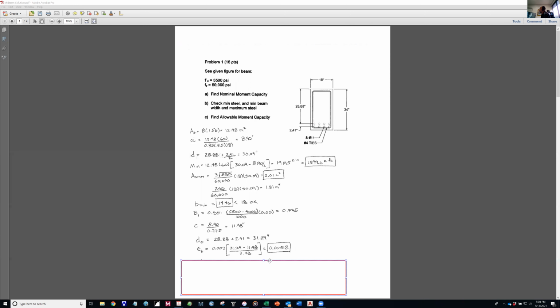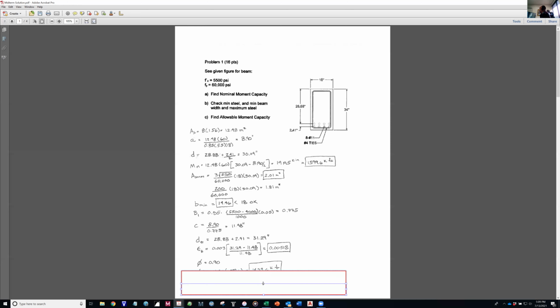But for this solution, this is the technically correct solution. Then, because epsilon sub t is greater than 0.05, we've made sure that we have not exceeded our maximum steel, because if we had exceeded our maximum steel, this would be less than 0.05, and it's not, so we're okay with that. Because this is greater than 0.05, phi then is equal to 0.9.